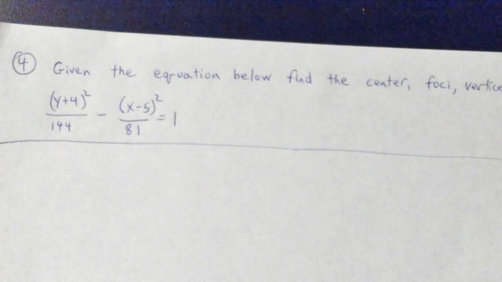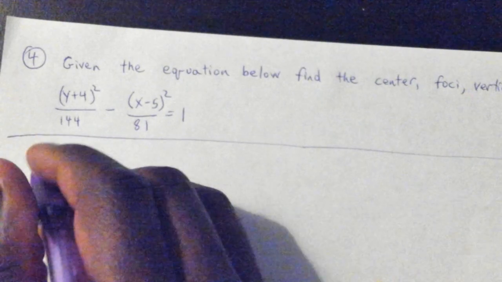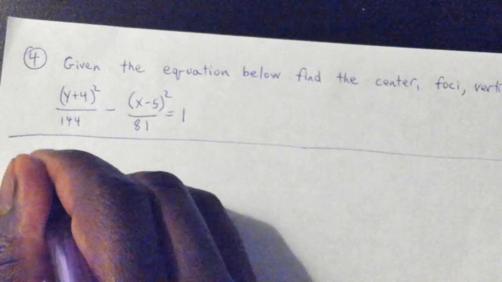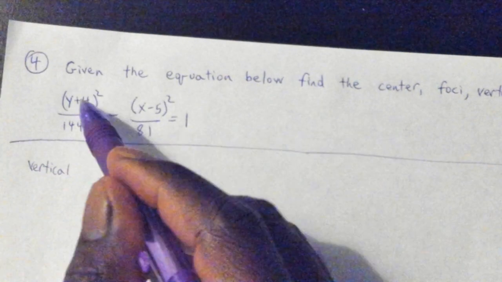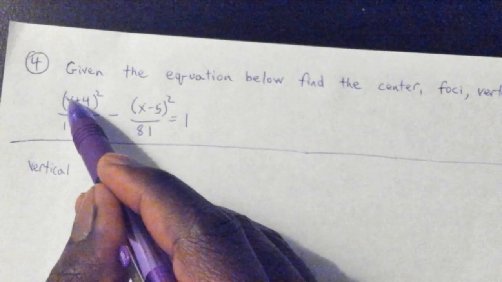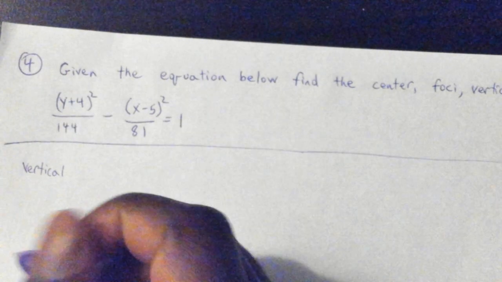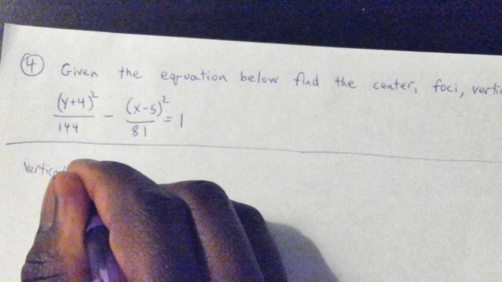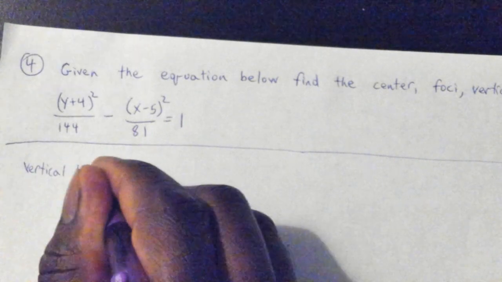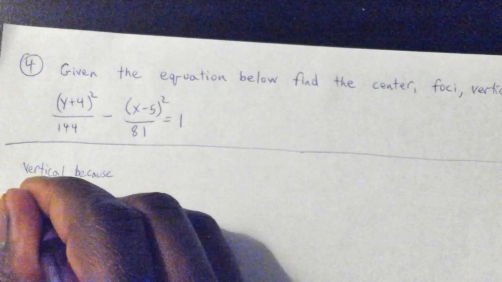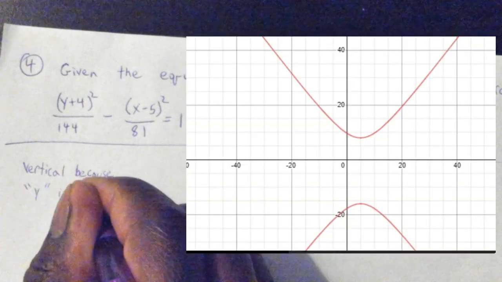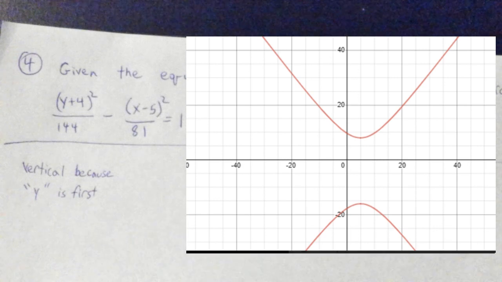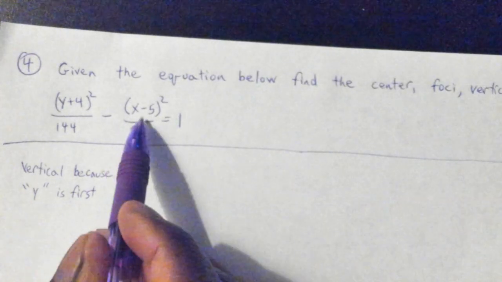When we're working with hyperbolas, what we want to remember is that they're a little bit different. Instead of looking for the larger value, we're going to look at whatever comes first, and this time y comes first in our equation. So that's going to tell us that we're dealing with something vertical. So because y comes first, we're dealing with a vertical hyperbola.